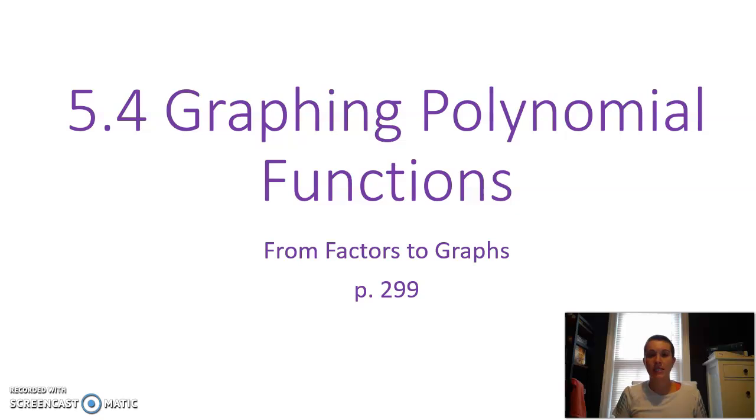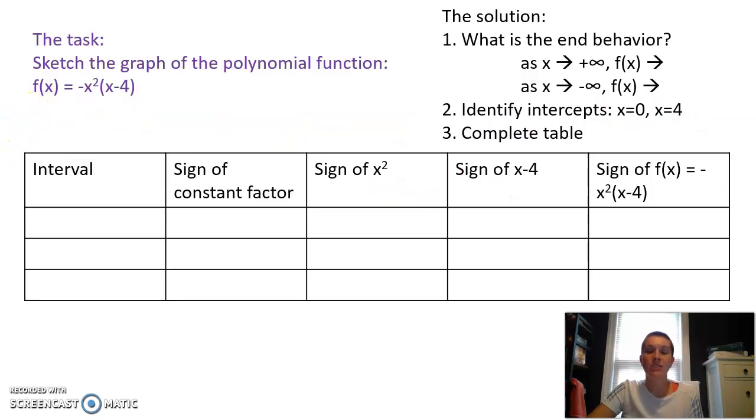You made it. Today, we're going to wrap up graphing polynomial functions by learning how to go from factors to graphs. And this example can be found on page 299 of your textbook. Let's jump in. So, our task today is to sketch the graph of the polynomial function f of x equals negative x squared times x minus 4.